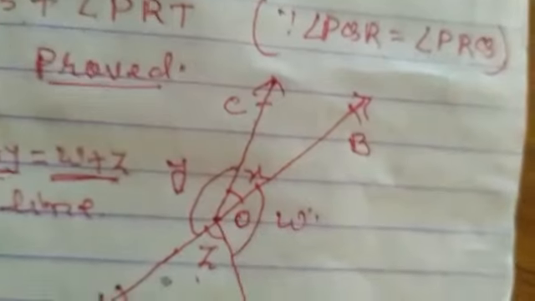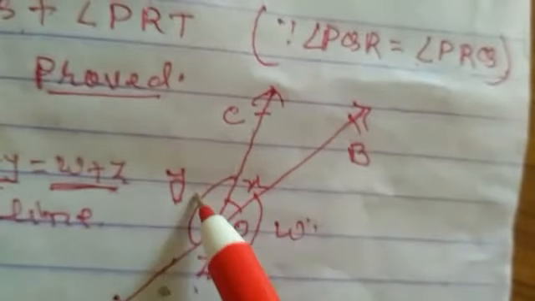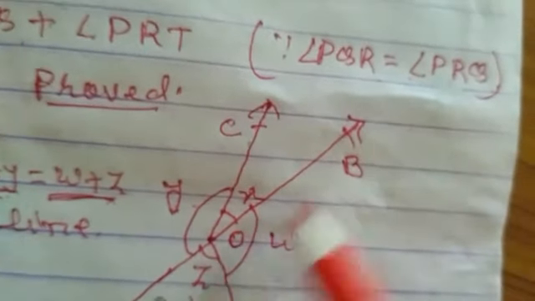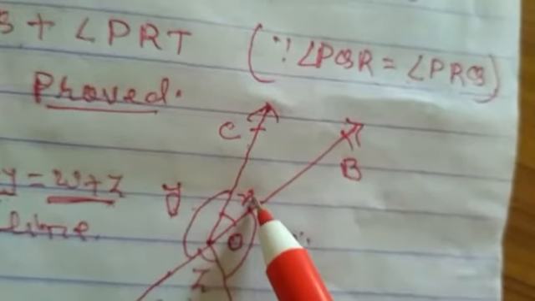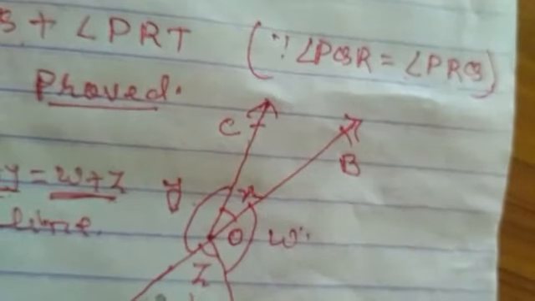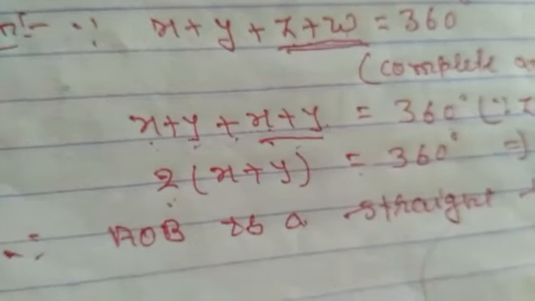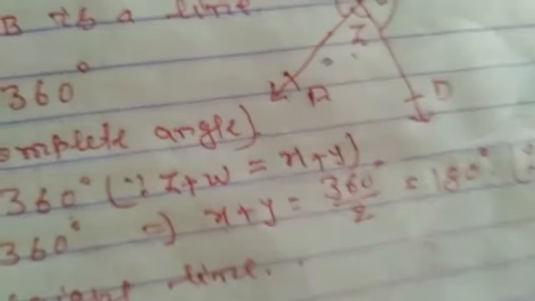Now look at the angles x and y. We got the result that x plus y is equal to 180 degrees. It means this is a linear pair, and as you know, a linear pair is always formed on a straight line. So if the sum of these two angles is 180 degrees, then obviously AOB is a straight line, and hence your result is proved. So we conclude that AOB is a straight line because we got x plus y equals 180 degrees.